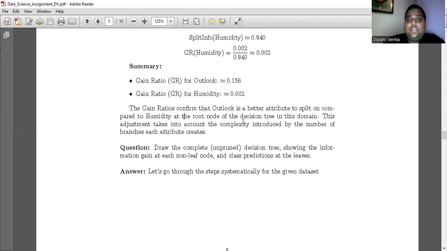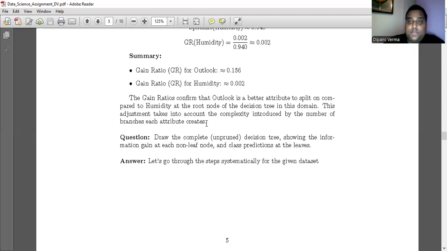Right. So of course, if you have to go ahead with the outlook, you will go ahead with the outlook because you can make branches, or divide into the attributes easily because it's a high gain ratio, right? So you can see this complexity introduced by the number of branches each attribute creates, right? So this adjustment takes that into account. So what we are trying to do here: with the help of this scenario, getting the higher value and the low value here, 0.02, we will be able to draw the decision tree, right?